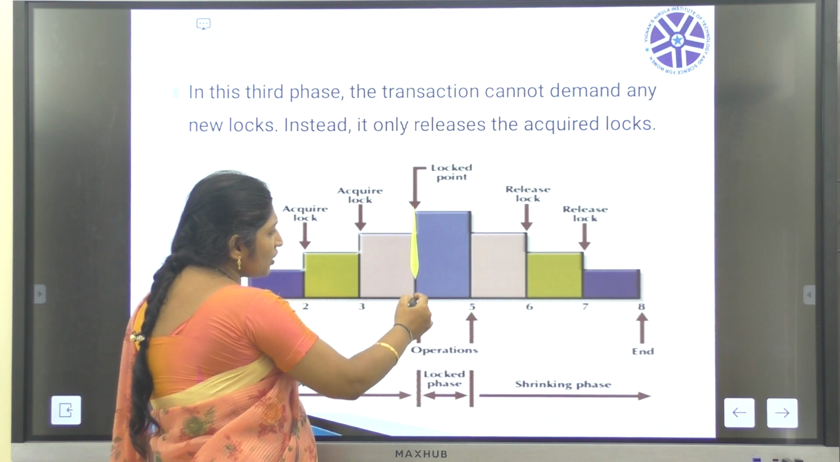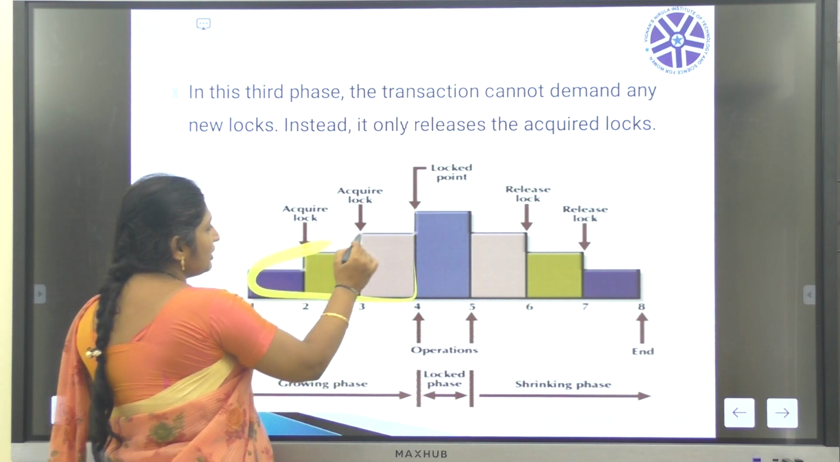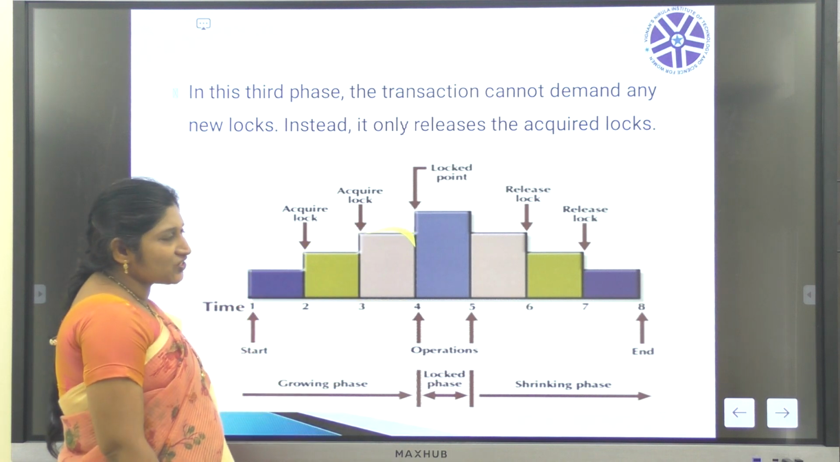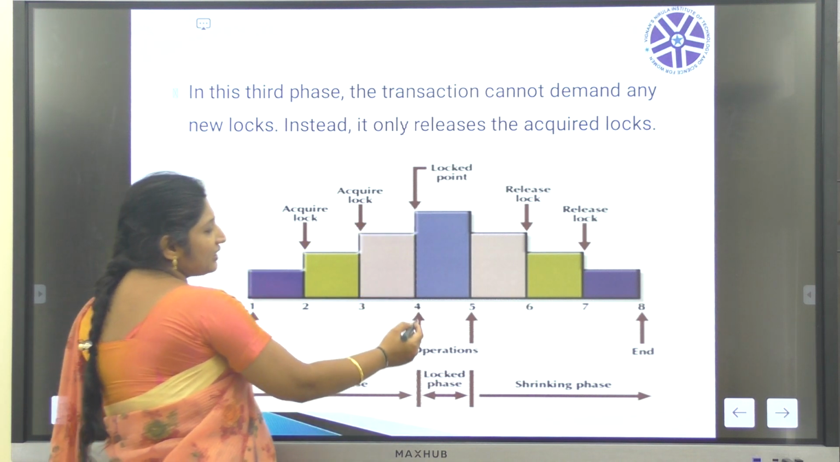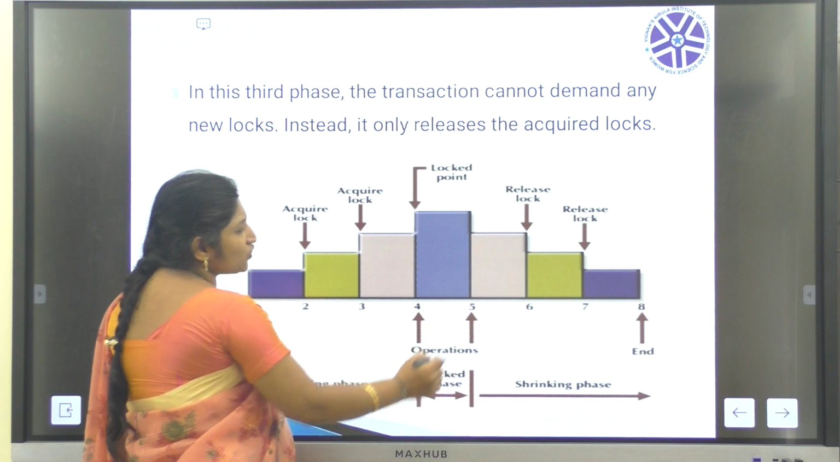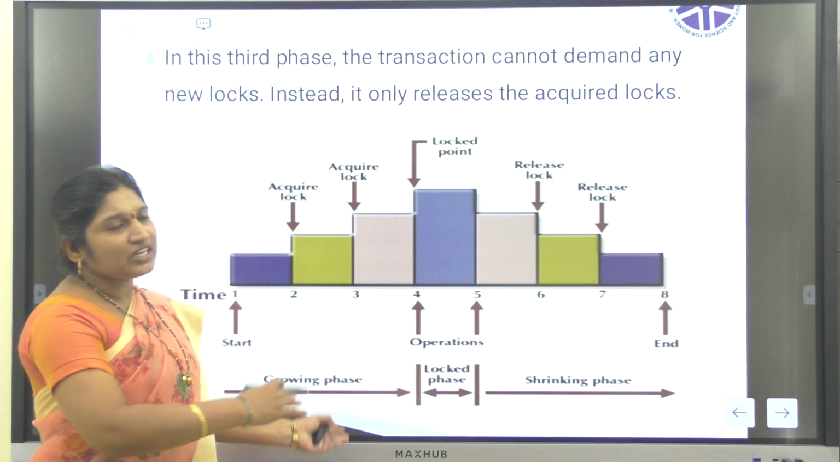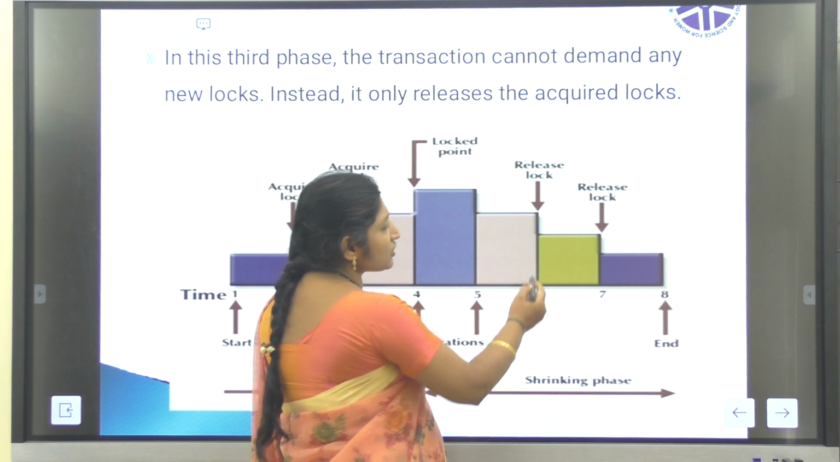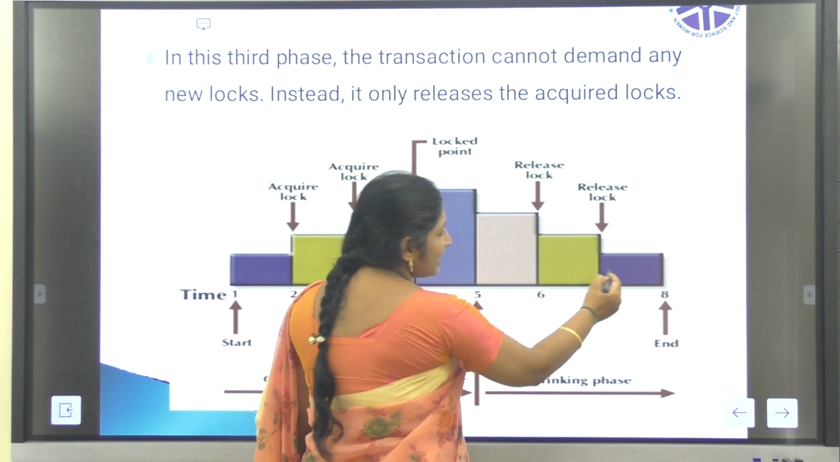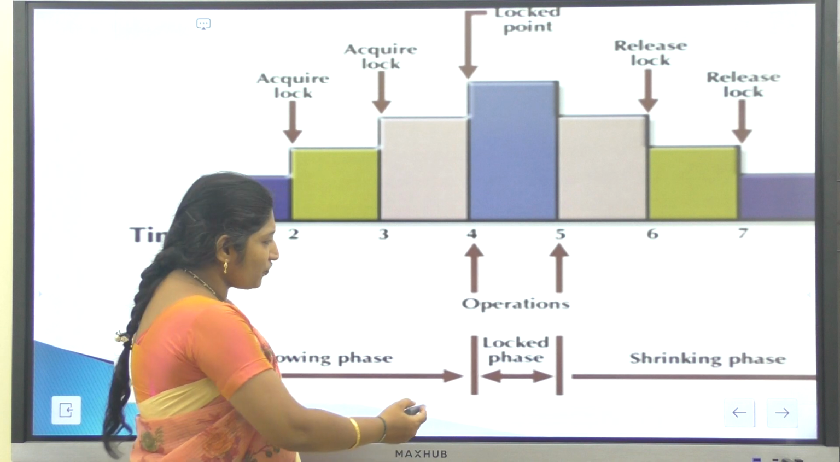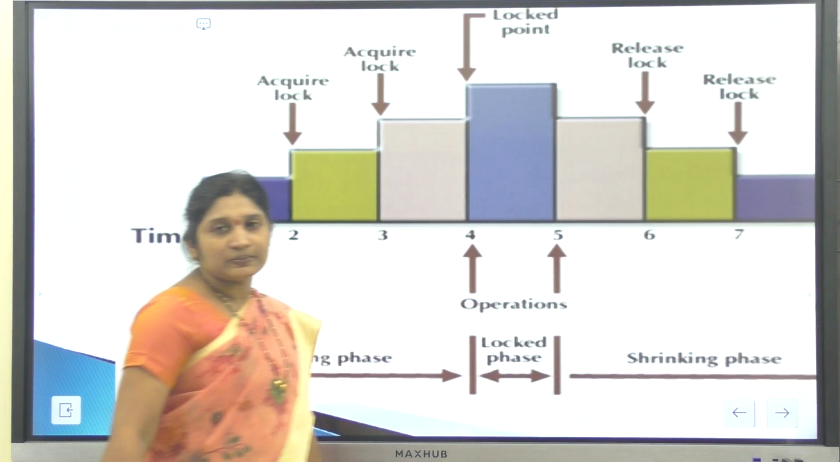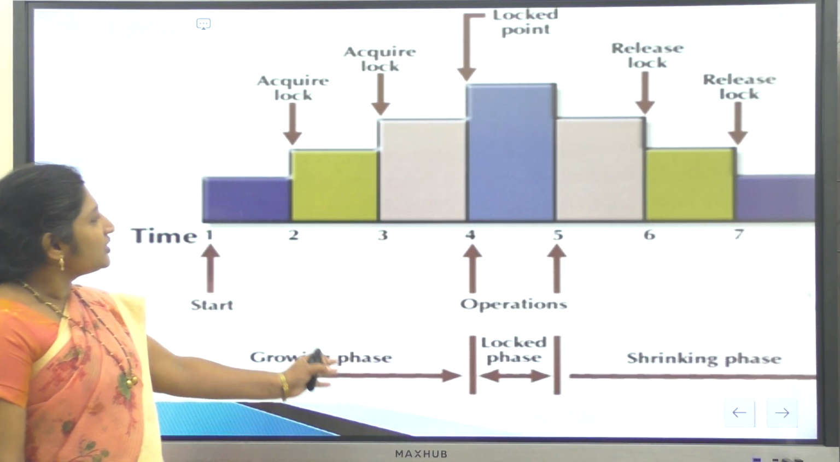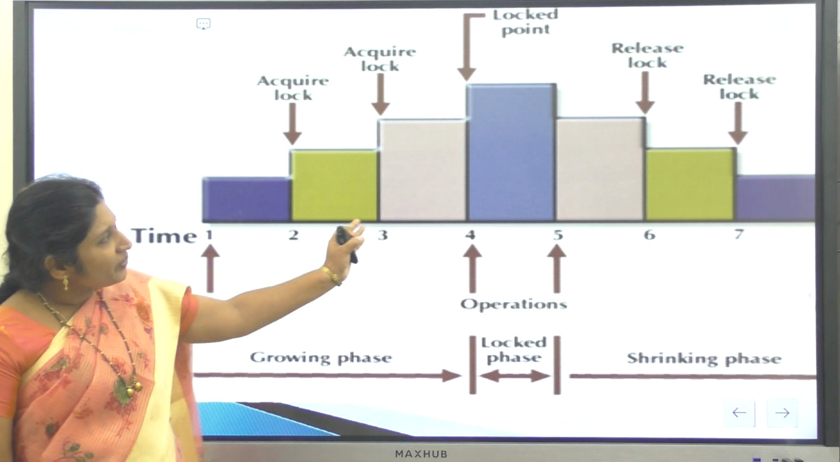After all the requested locks are gained by that transaction, it starts executing its operations. After completing its execution, it releases the locks one by one. It releases the first lock, then the next lock, then the next lock. That type of phase is called the shrinking phase. So in the growing phase, the transaction gets the locks one by one.